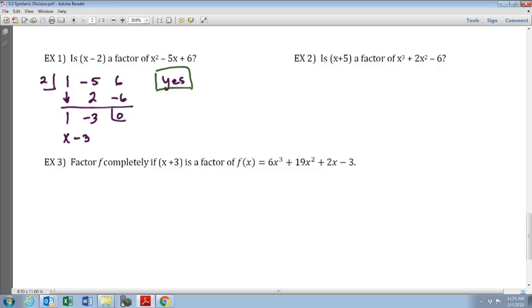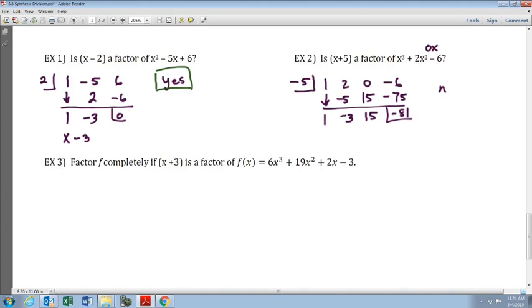All right, so let's do this. We're going to put a negative 5 in the box since we have a plus 5 here. And don't forget, you do have a missing term there, so you will need a 0 for the x term. So let's drop our 1, and 1 times negative 5 is negative 5. When we add negative 5 and 2, we get negative 3. Negative 3 times negative 5 is 15. When we add, we get 15. We always add in columns, right? 15 times negative 5 is negative 75, and we are definitely not going to get 0 here. We get negative 81. And so the answer here is no.